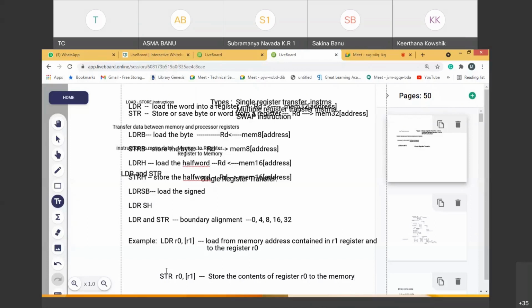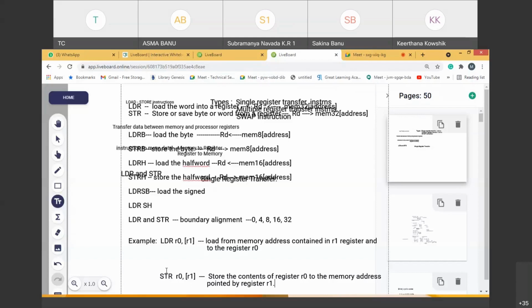What is the memory location? It could be an 8-bit memory location, 16-bit memory location, or 32-bit memory location. Where is it? It is stored in the register R1, he is telling. So store the contents of register R0 to the memory address pointed to by register R1. Please understand, that's the simple way. So this is called a simple way of realizing the LDR and STR.